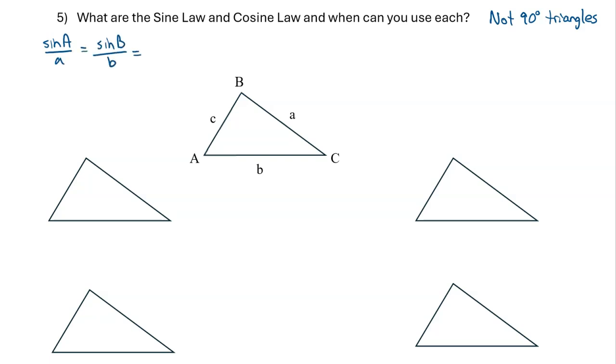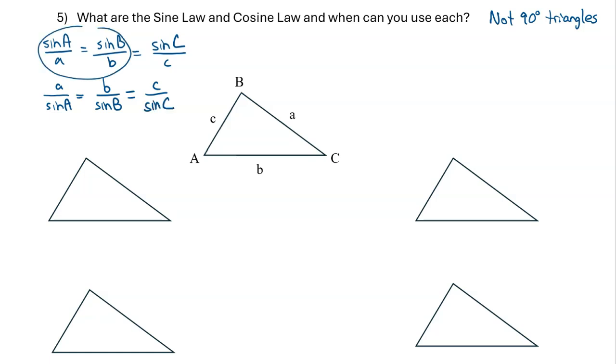If you don't have a 90-degree triangle, here's the sine law. Sine A over A equals sine B over B equals sine C over C. You'd use that version of the sine law if you were trying to solve an angle because it's in the numerator. But if you were trying to solve a side length, you'd actually use the reciprocal of that. A over sine A equals B over sine B equals C over sine C.